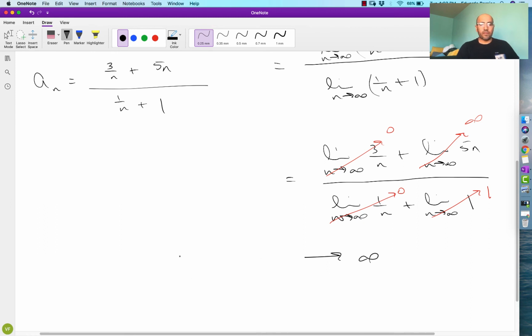The limit as n goes to infinity of the original one, which was equal to 3 plus 5n squared all over 1 plus n, converges to infinity. So 3 plus 5n squared over 1 plus n diverges.